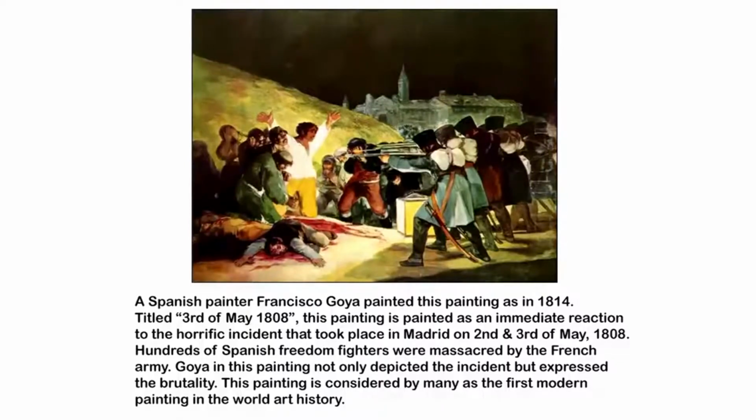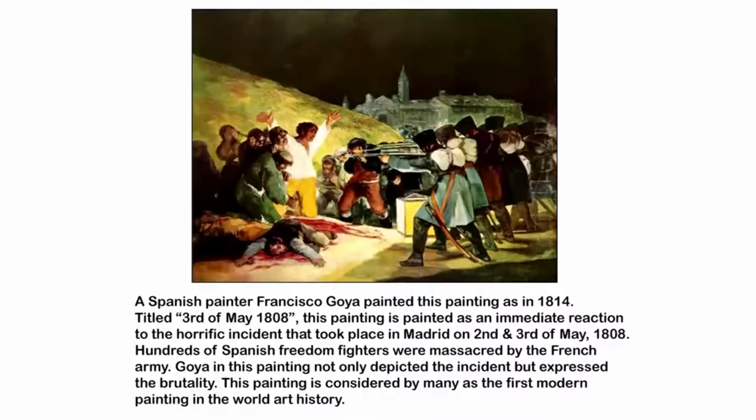This painting is painted as an immediate reaction to the horrific incident that took place in Madrid on 2nd and 3rd of May 1808. Hundreds of Spanish freedom fighters were massacred by the French army. Goya in this painting not only depicted the incident but expressed the brutality. This painting is considered by many as the first modern painting in world history.